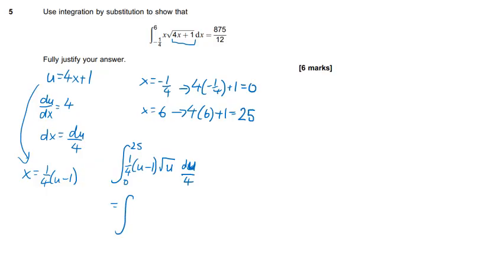So the two factors of a quarter, let's just put those outside and write 1 over 16 outside the integral. And then I've just got u minus 1 times the square root of u. So u times square root of u gives u to the power of 3 over 2. And then minus 1 times root u, so I'll write that as minus u to the half.